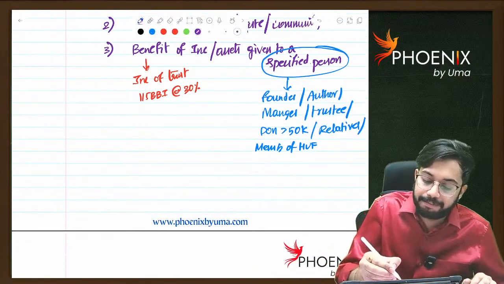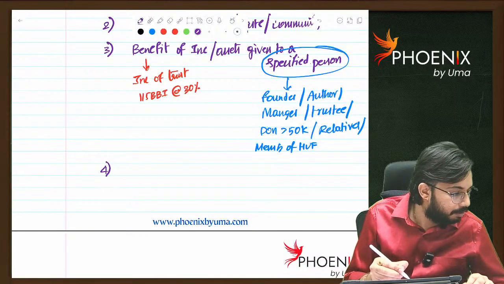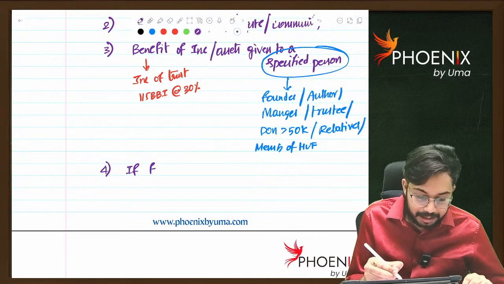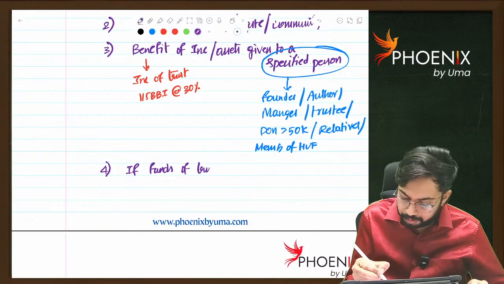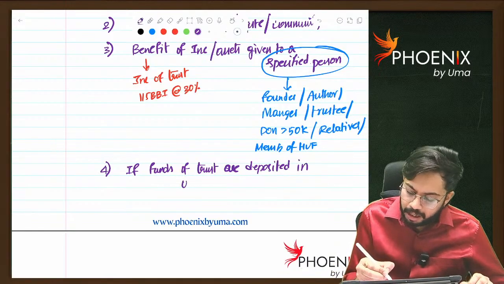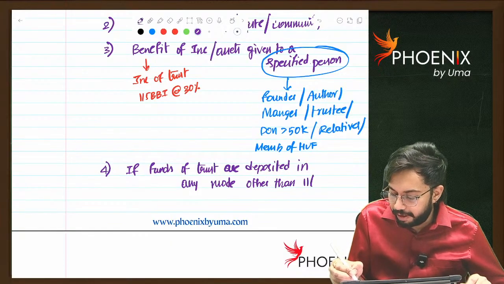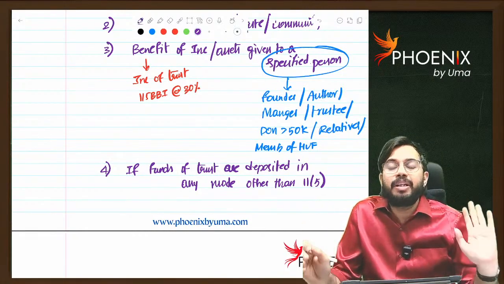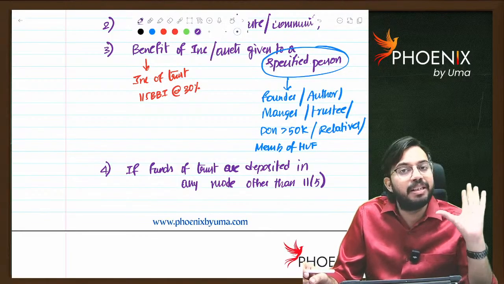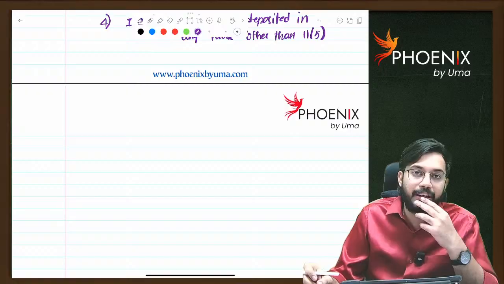Next, fourth case. If funds of the trust are deposited in any mode other than those specified in section 11(5), in that case also, whatever amount is deposited in modes other than 11(5), such as cryptocurrency, whatever amount is misutilized and not invested in a safe mode, to the extent of that amount, it is taxable under 115BBI at the rate of 30%. Able to understand?